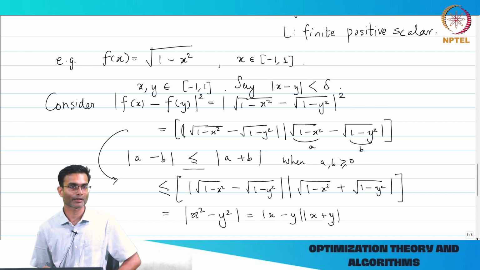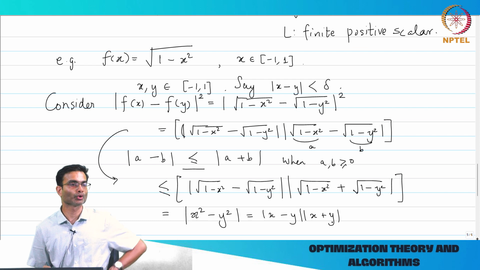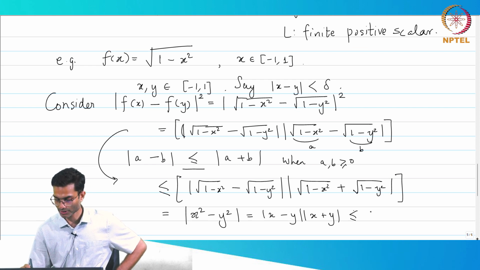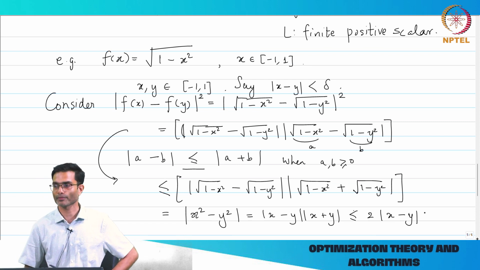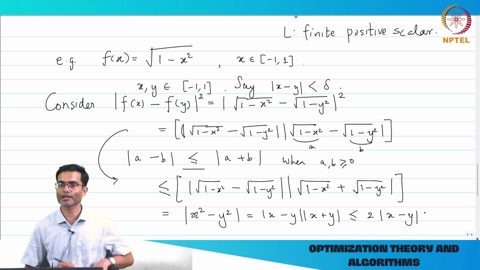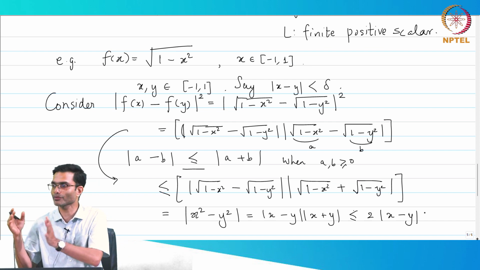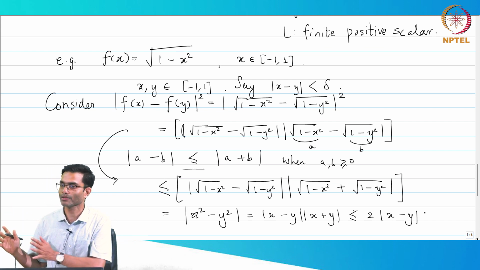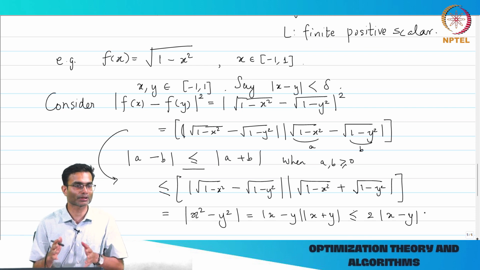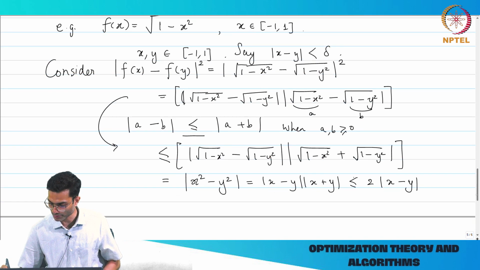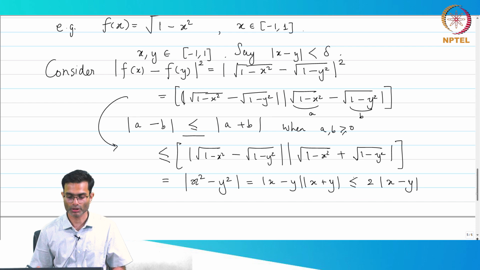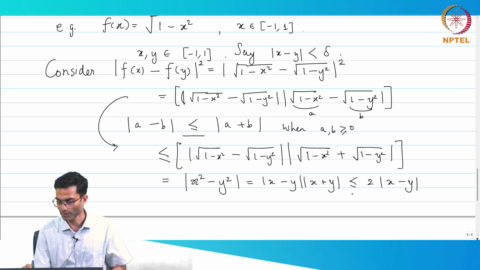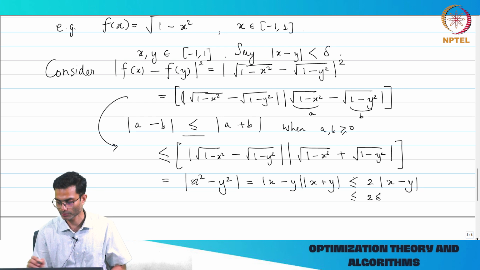X plus y has to be less than or equal to 2. So this becomes less than or equal to 2 times mod x minus y, right? So you got the trick that we were trying to do. We started with mod of fx minus fy, and in order to get to these continuity definitions, I needed to get mod x minus y on the right hand side by hook or crook. So these kind of simple inequalities have now gotten this term over here, right? So now this mod x minus y is what? What did we assume it to be? Less than delta. So this becomes 2 delta, okay?